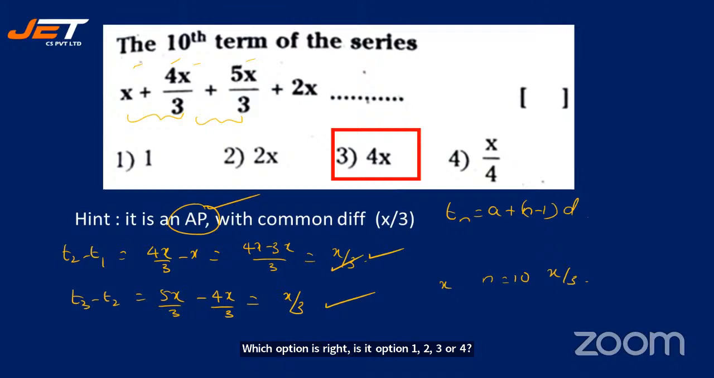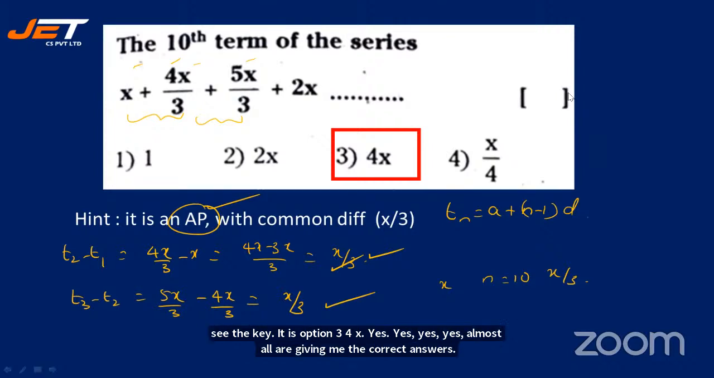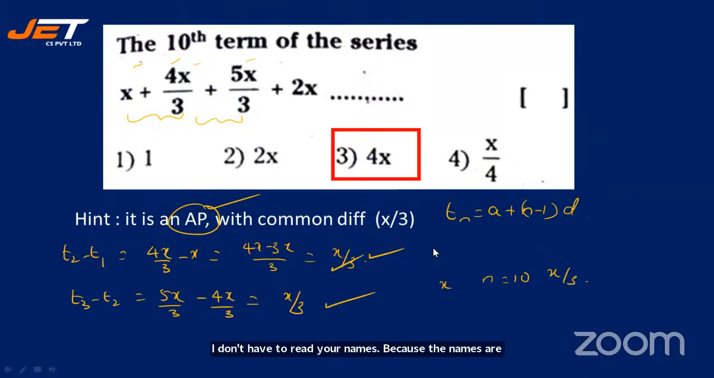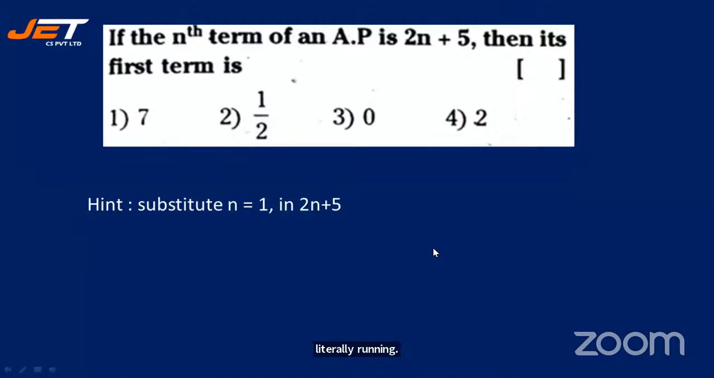Let's see the key. It is option 3, 4x. Yes. Yes, yes, yes. Almost all are giving me the correct answers. I don't have to read your names because the names are literally running. All right. See the next question. If the nth term of an AP is 2n plus 5, then its first term is dash.